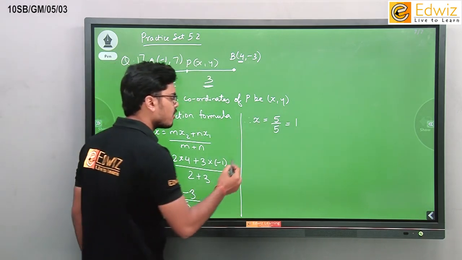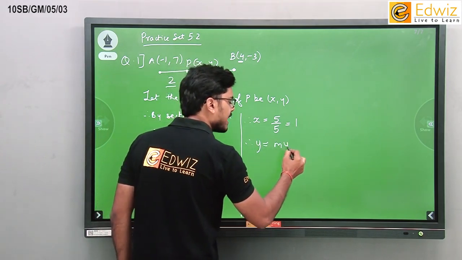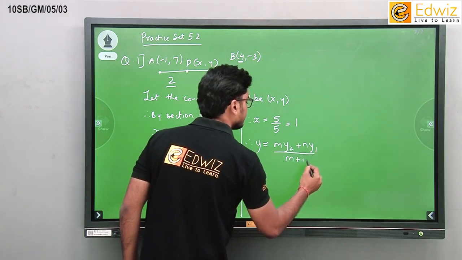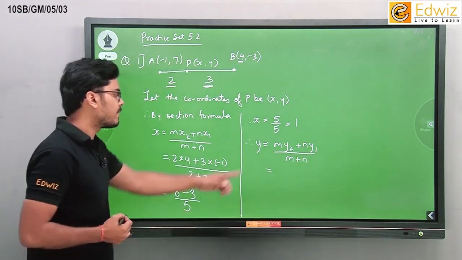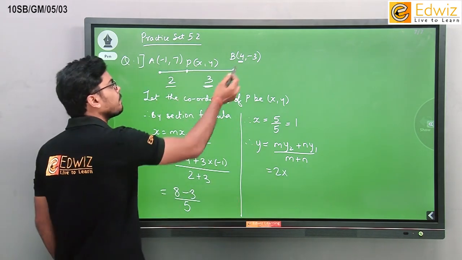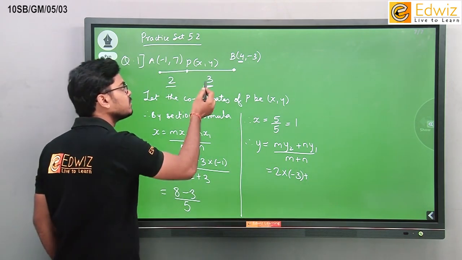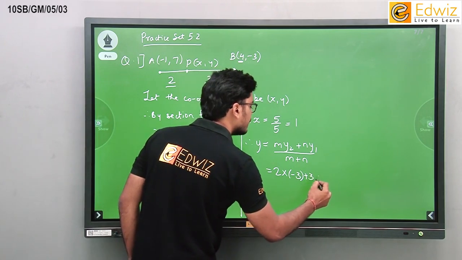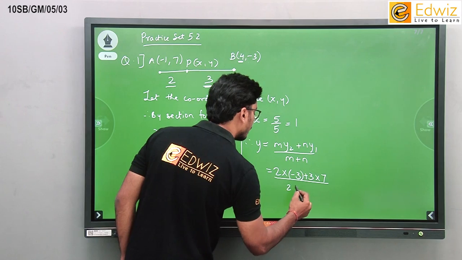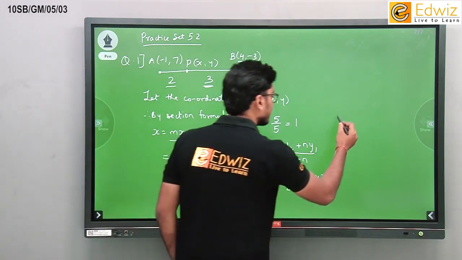Similarly, we have to find the y coordinate. The formula will be same. Y coordinate के लिए क्या होगा? m y2 plus n y1 divided by m plus n. Okay, m का वैल्यू वही है, सपोज 2 into y2 is minus 3 plus n का वैल्यू 3 है into 7 divided by 2 plus 3. Okay, now we need to find the value same तरीके से.